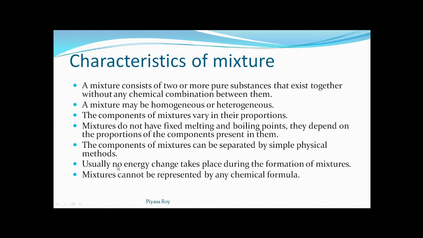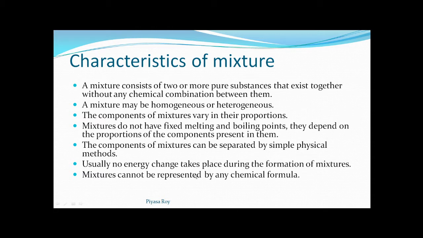Usually no energy change takes place during the formation of mixtures. There will be no loss or gain of energy; evolution of heat or absorption of heat is not mandatory during the formation of a mixture.